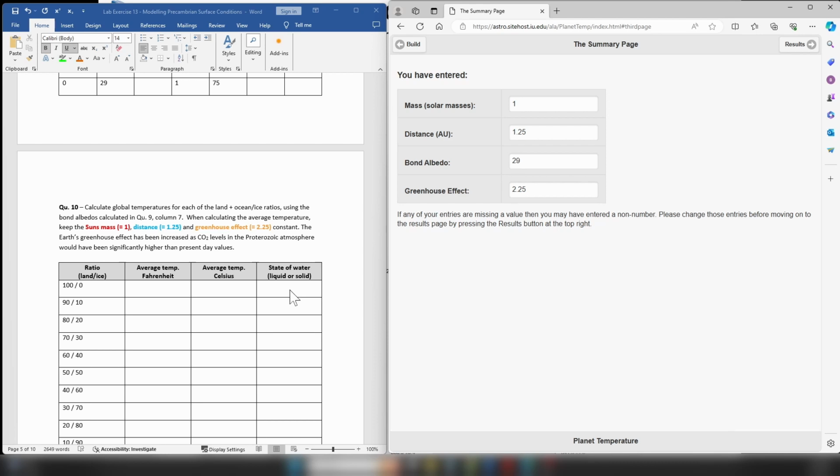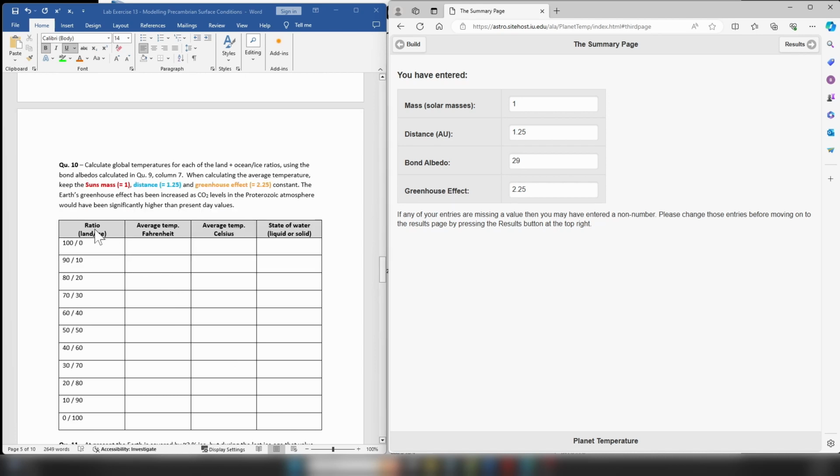And to keep things simple, we are dealing with fresh water here. We are not talking about salt water. We're talking about fresh water. And so we know that the freezing point of fresh water is 0 degrees Celsius. So if your value in this column is above 0, you know that surface water will remain liquid. If it drops below 0, you know the surface water will be solid.